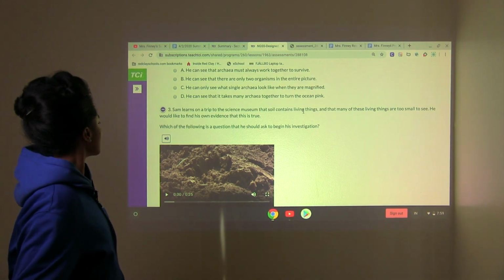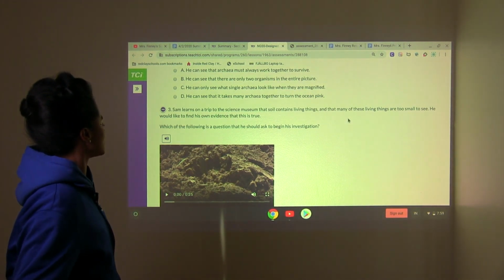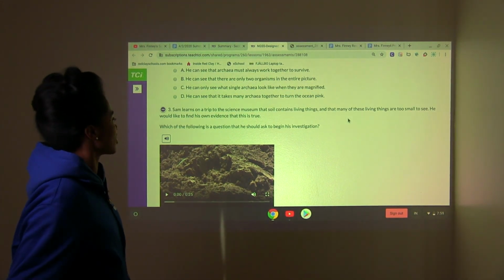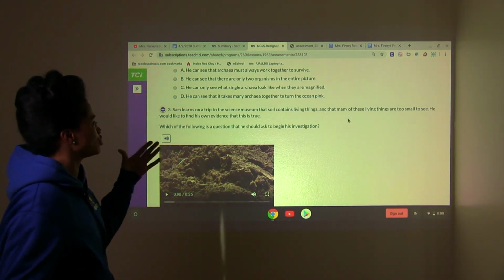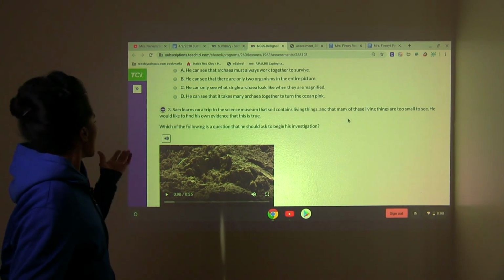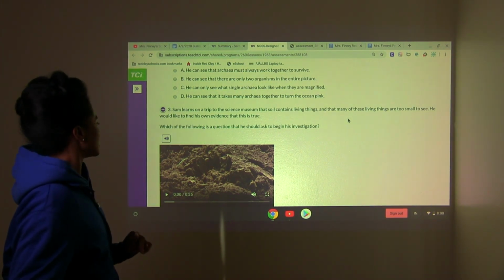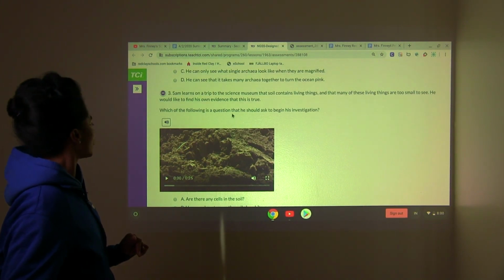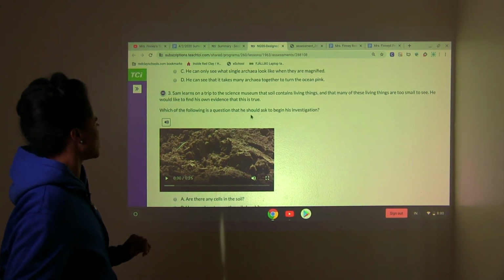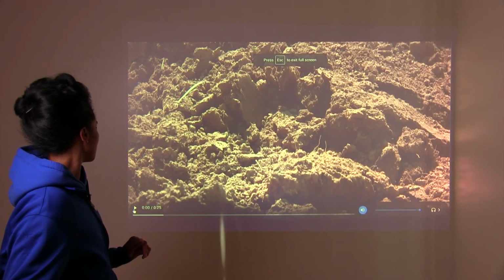3 says, Sam learns on a trip to the Science Museum that soil contains living things and that many of these living things are too small to see. He would like to find his own evidence that this is true. Which of the following is a question that he should ask to begin his investigation? Here's an image we could take a look at.